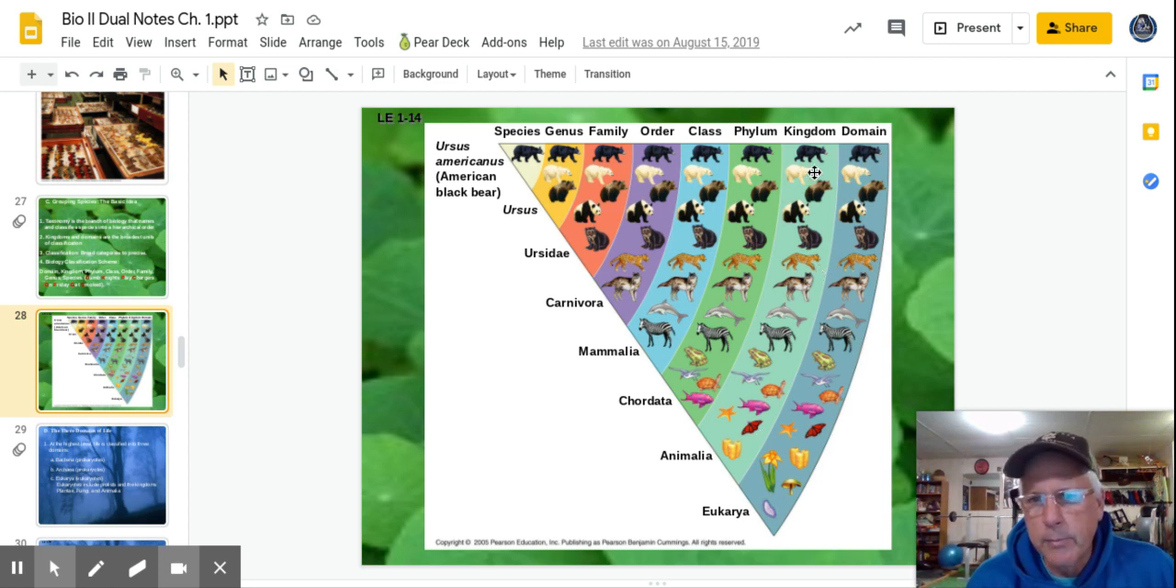And then you get kingdom, still a huge group. Then phylum, we're getting a little smaller. And then class, a little smaller. And then order, family, even genus. There's black bears, there's polar bears, there's brown bears. And then eventually you get to the genus and species.